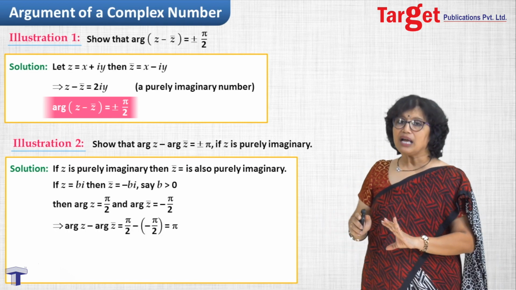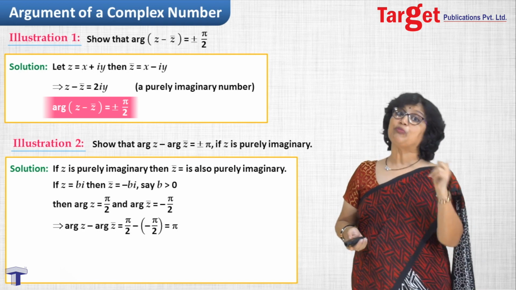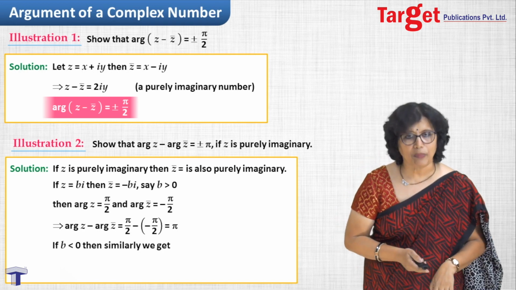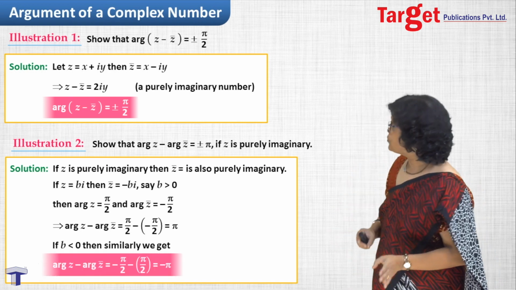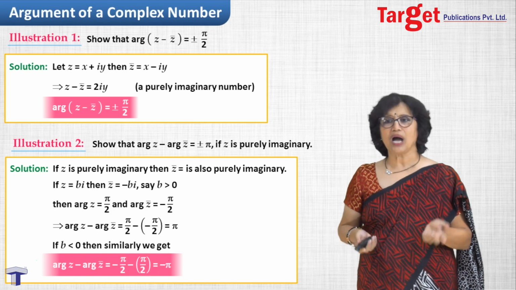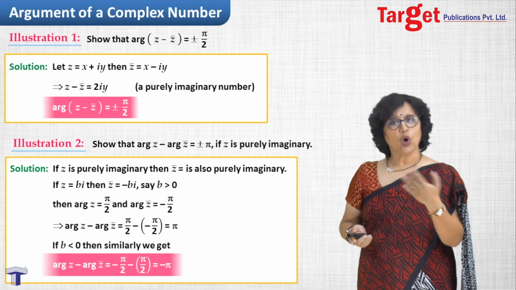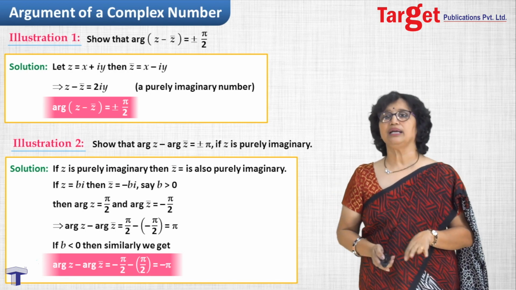Now this part I have done taking b positive. So obviously we will have to derive the second part. If b is negative, then what? So I go for b negative. I will write similar steps, and I will understand that argument of z minus argument of z bar in this case would be nothing but minus pi. So the answer is either plus pi or minus pi. So I think we are through in this particular example.